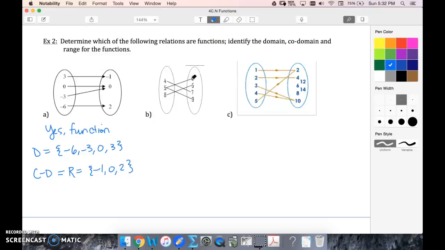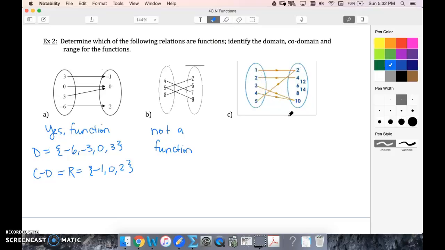So 5 does not map to a unique element. This is not a function. It could be a relation, but it is not a function. All right? Every value is used. Every value has a single line coming out of it.